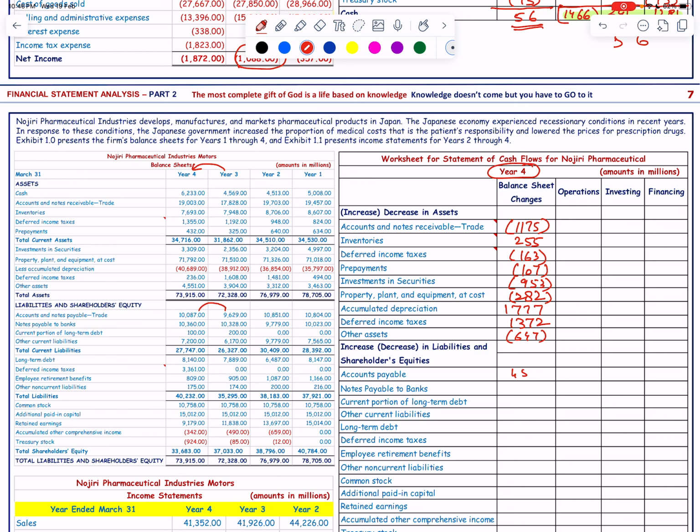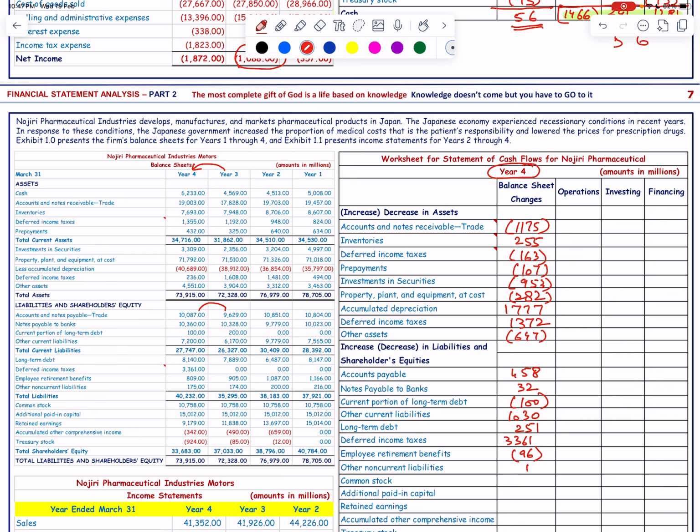Then we have the notes payable to banks, and there is an increase by 32. Current portion of long-term debt is decreasing by 100. Other current liabilities is increasing by 1030. Then we have the long-term debt that is increasing by 251. Then we have the deferred income taxes, 3361. There is an increase. Then employees retirement benefits are decreasing by 96. And then we have the other non-current liabilities that is going to increase by 1.